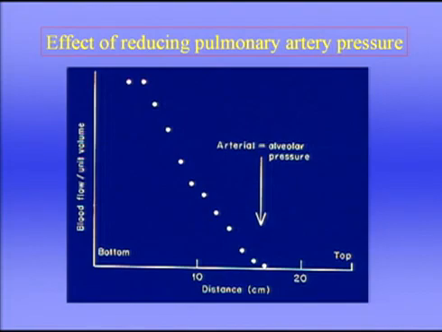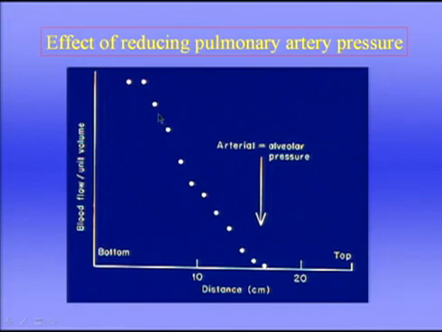Incidentally, when we do that, of course, blood flow will decrease, because if we keep the downstream pressure constant and we reduce the upstream pressure, arterial pressure, blood flow will decrease. And look at the distribution of blood flow under these conditions. Quite different. Again, first of all, we've got blood flow on this axis, distance here from the bottom to the top of the lung.